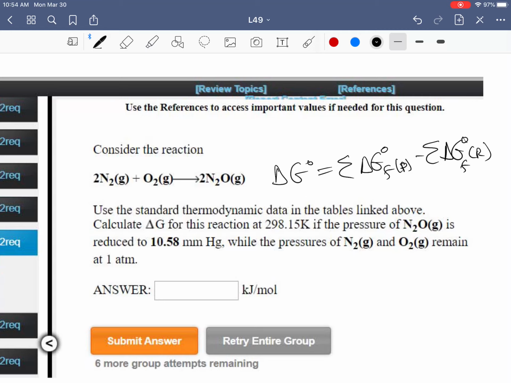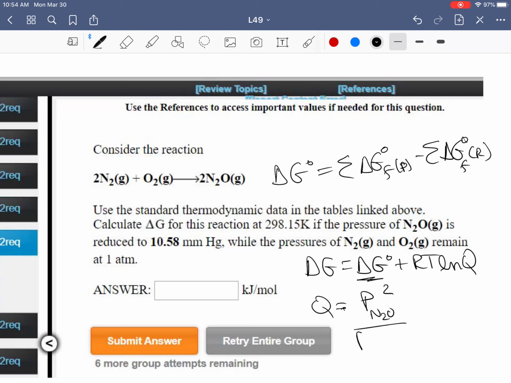And once you get that, that's an important part. And then the new delta G under non-standard conditions is equal to the delta G at standard conditions plus RT ln of Q. So our goal then, once we've got delta G naught, is to find what Q is. So Q is the equilibrium expression. You have to square that over the pressure of N2 squared times the pressure of O2.